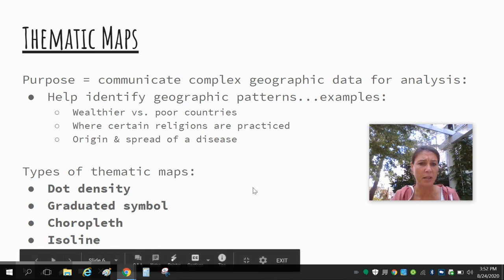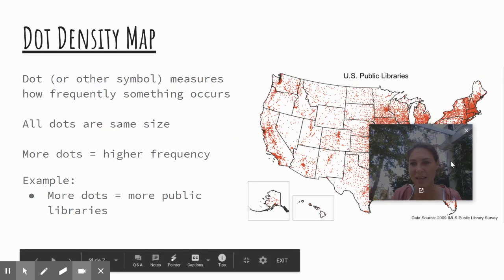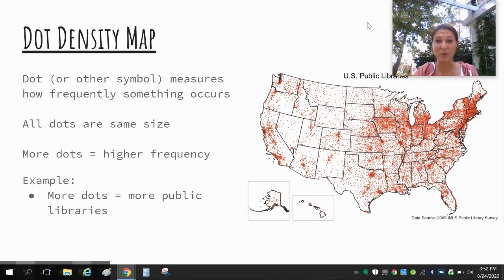So the types of maps that you have to know are dot density, graduated symbol, choropleth, isoline, and cartogram. I'm going to show you those real quick, and you can decide which one you like the best. I'll tell you which one I like the best at the end of the presentation. Or maybe I'll tell you while I'm looking at the map because I get so excited.